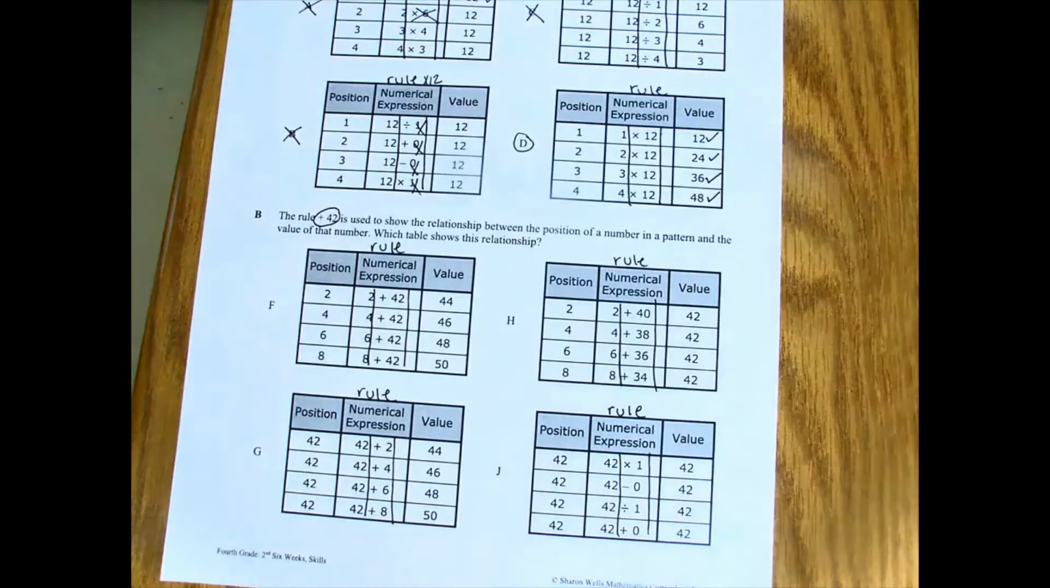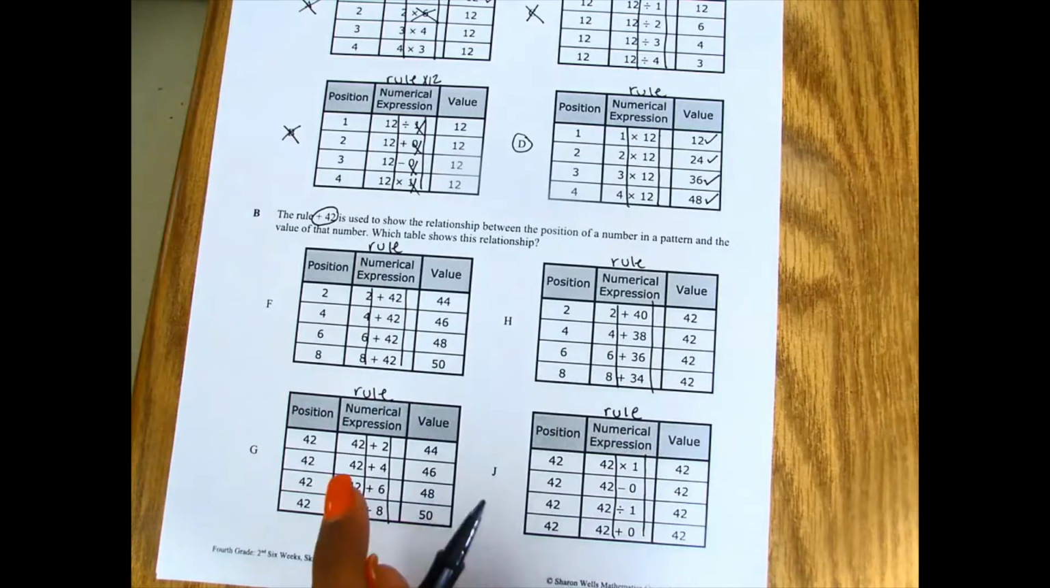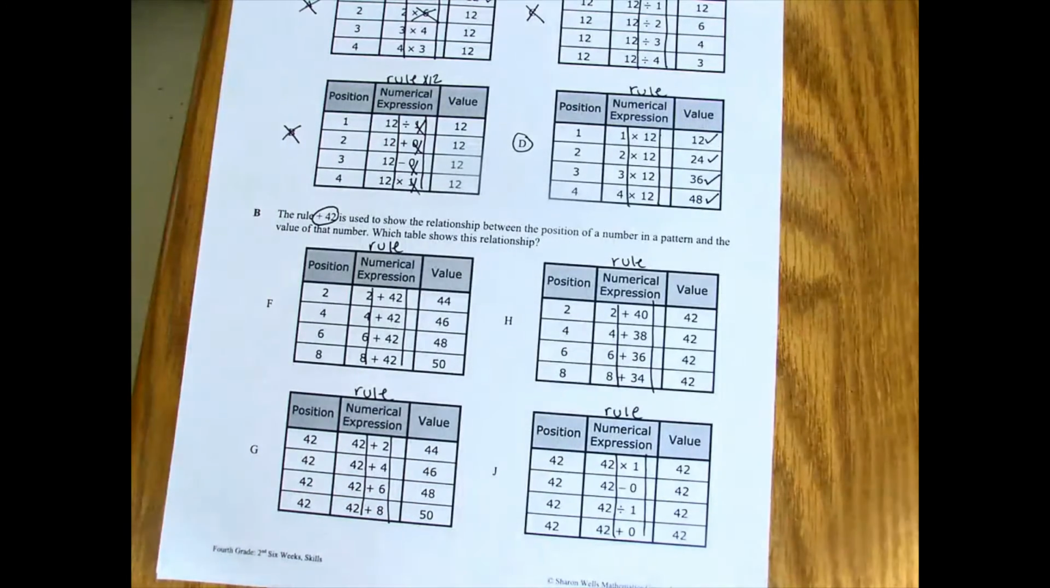And I'm going to look. Our positions here don't say 1, 2, 3, 4, so I know I have to follow the rule. My rule says I have to add 42. And what did I mention? My rule has to stay consistent. It should have plus 42, plus 42, plus 42, plus 42, all the way down.